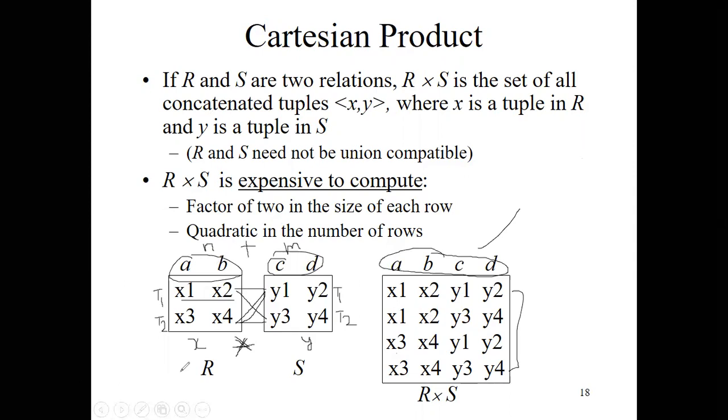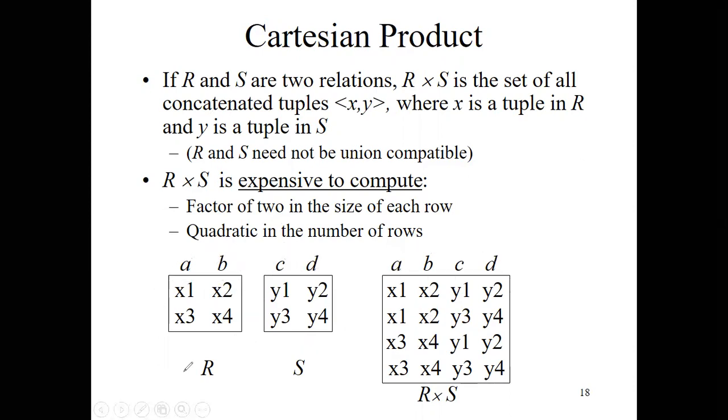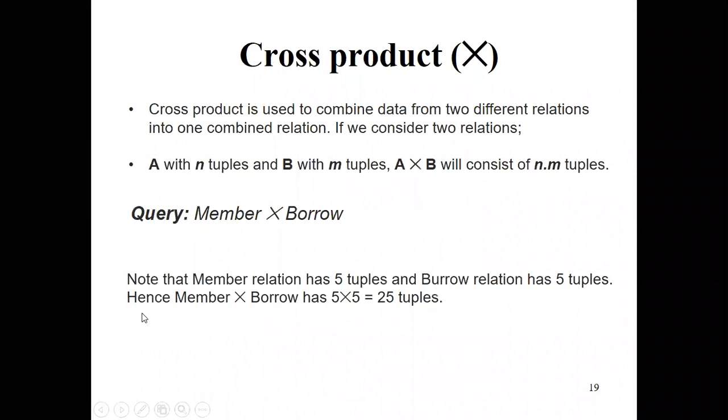Suppose I take the example of the member library. Cross product is used to combine data from two different relations into one combined relation. If we consider A with n tuples and B with m tuples, A cross B will consist of n into m tuples. So member cross borrow: member has 5 tuples and borrow has 5 tuples, so member cross borrow has 5 into 5, 25 tuples.